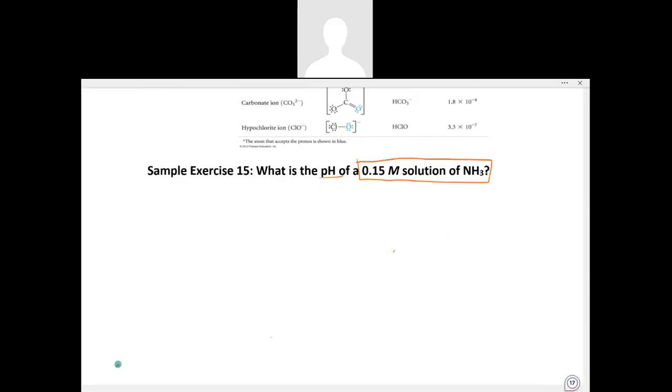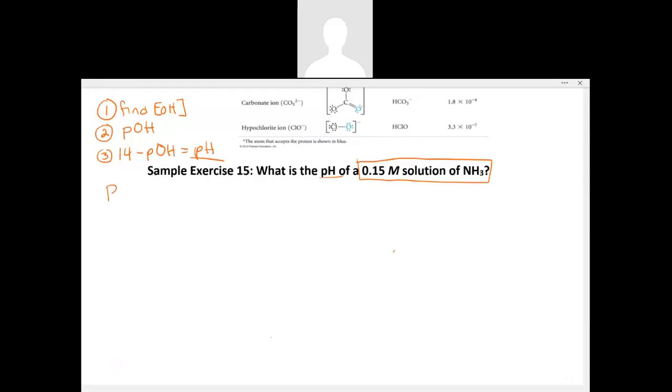If we're asked to find pH, we have to recall that step one, we can find our hydroxide ion concentration from Kb values and our initial concentration, right? If we do an ICE table, then we can find pOH. We can take the negative log of that. And then in step three, we can do 14 minus pOH, and that will give us our pH. So that's one path to solving this problem.